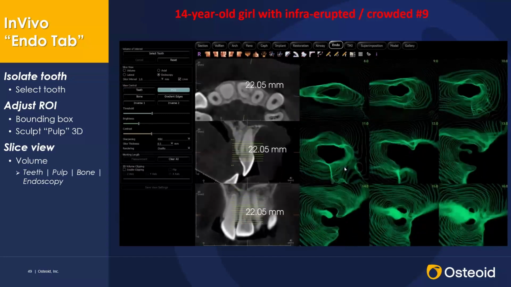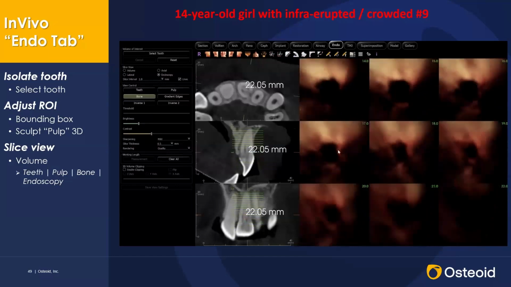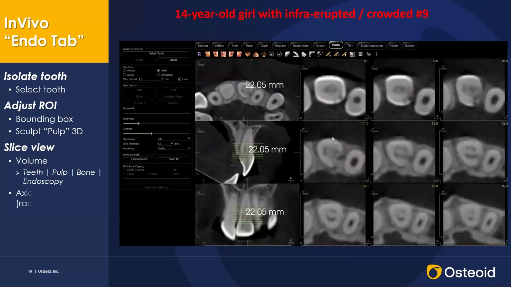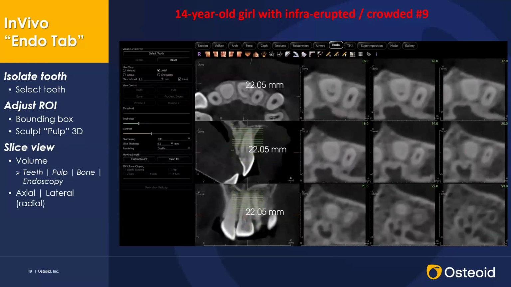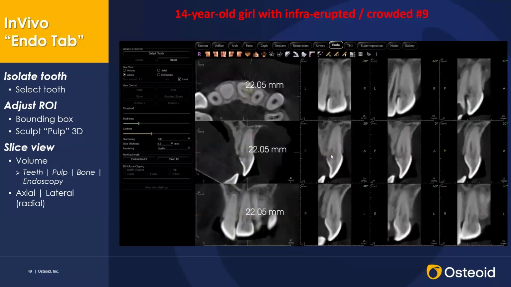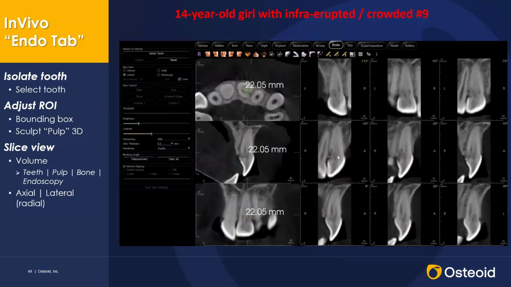We can also go through the tooth, and this is the endoscopy mode. And we can look at it, the endoscopy mode, looking at it through bone. And then finally, the idea would be to look at the axial and lateral, or referred to as radial, images. So here we're looking at the axials and now the radials. This is like looking at this tooth as if it was sectioned multiple times right through the middle of the tooth. And this gives us a clear representation of this particular tooth.